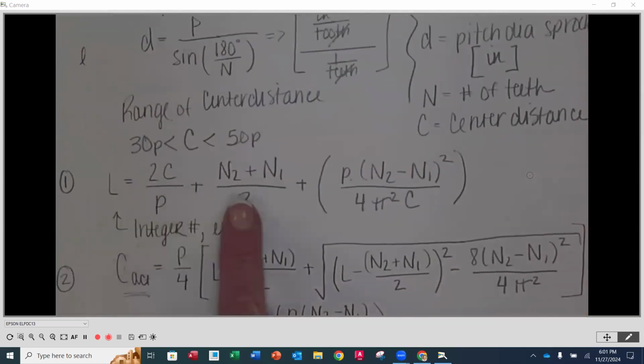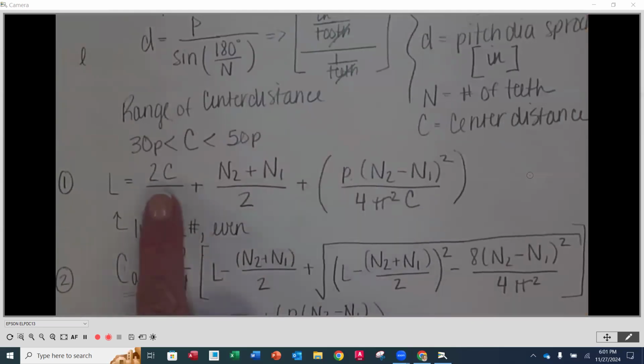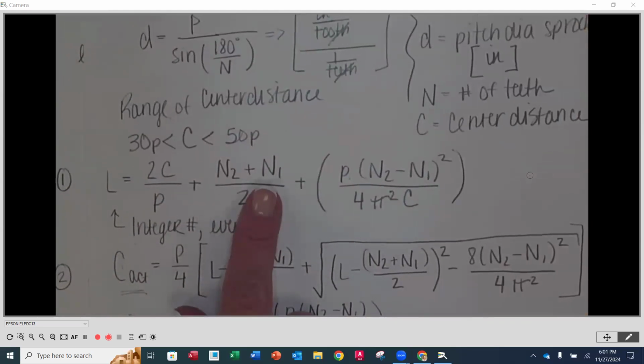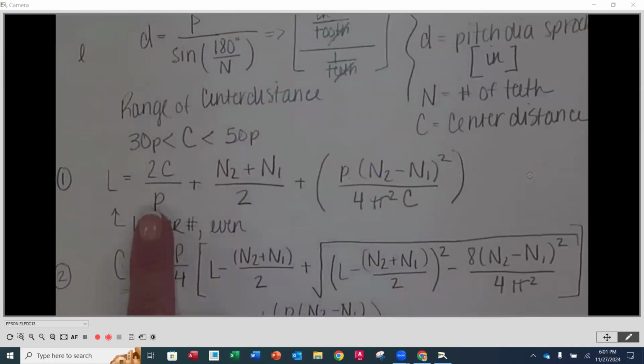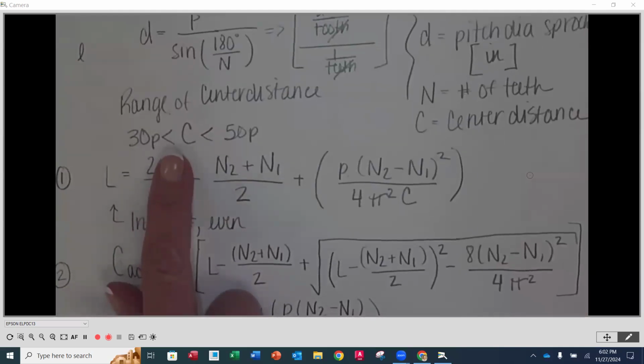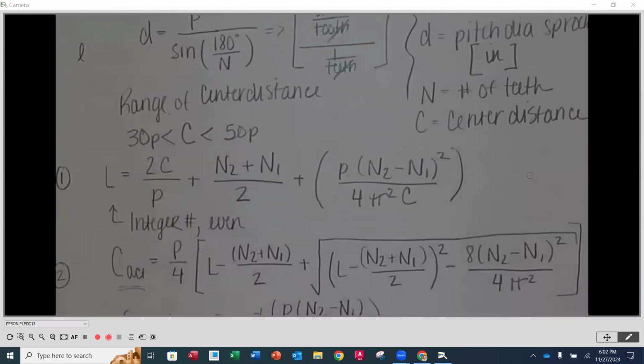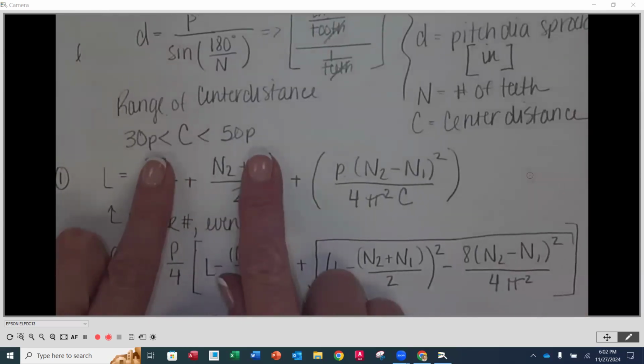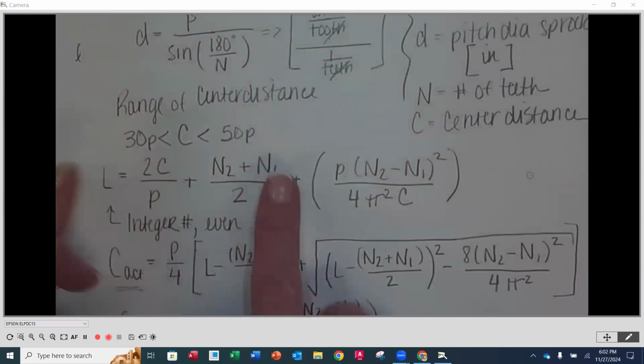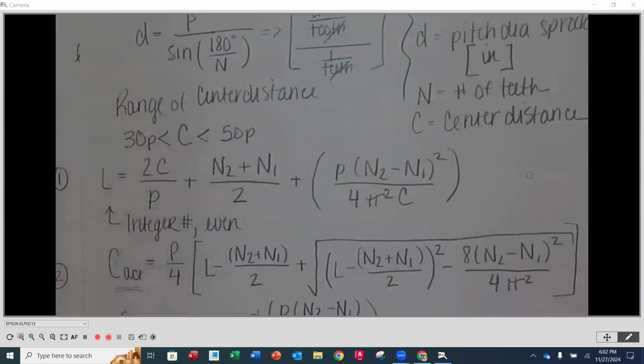Now, when we look at this equation right here, we know the number of teeth in each one of our sprockets. We know the pitch that we have for the sprockets, but we don't know the center distance. And this is where we're going to figure out what is the range of the center distance I have to be in based on the physical size of the pitch of my chain. And then I'm going to pick a number within those boundaries.